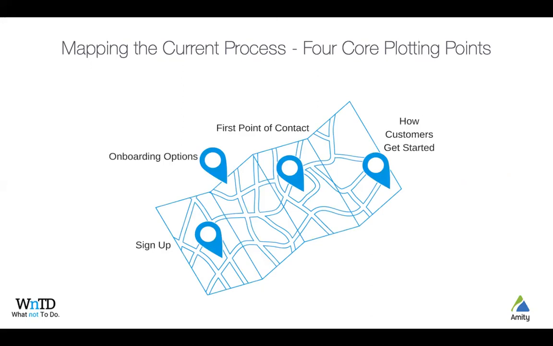So, mapping the current process. I look at this as 4 core plotting points. What I want you to keep in mind is that this step is about what your current process actually is. Not what you hope it to be, but what it is. You want to identify the common paths and the common process that your customers are facing. Even if you don't have a formal customer journey in place, your customers are going through some sort of journey. So map out what that is.